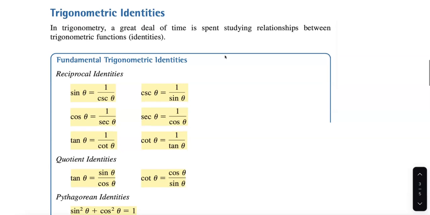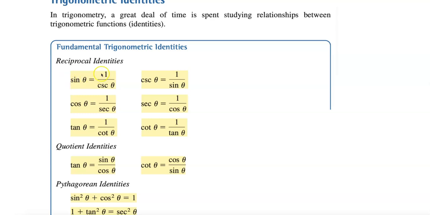Here's some basic trig identities. We're going to do more of these next chapter. But some of these we know already. Cosecant is the reciprocal of sine, right? So it equals 1 over sine. Cotan is 1 over tan. It works the opposite way also. Sine is 1 over cosecant. Cosine is 1 over secant. Tan is 1 over cotan, right? They're reciprocals of each other.